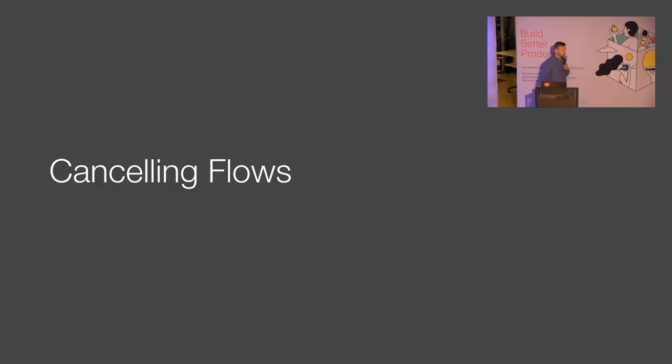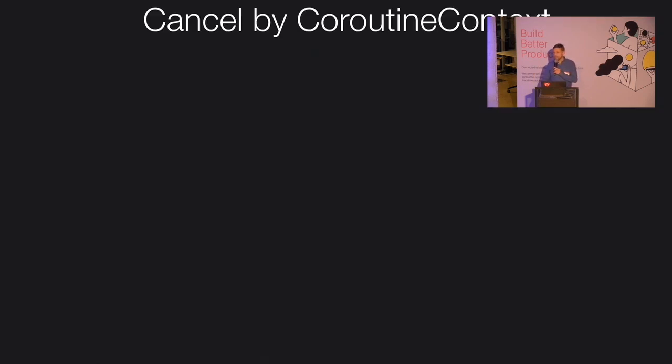Okay, so we showed before canceling a flow by throwing an exception while collecting. That's not always the best option, because often you will want to tell the flow to stop, rather than the code inside the loop knowing when to stop. So how do you do that? Well, luckily, Kotlin coroutines already has a cancellation capability. It does that via coroutine context.